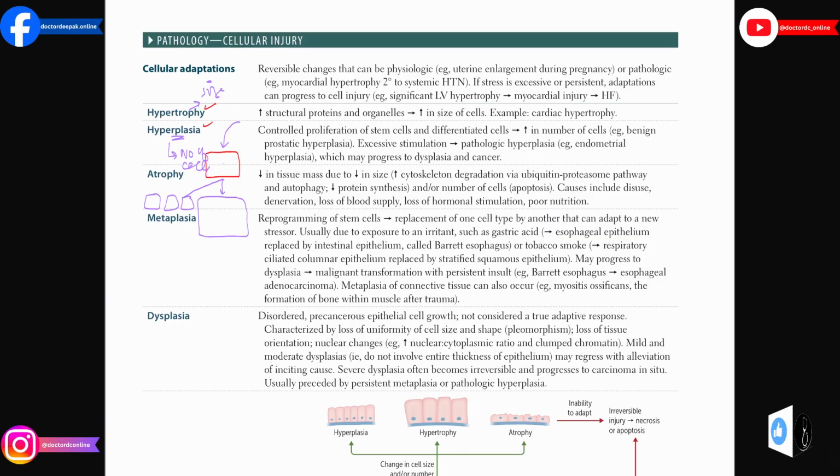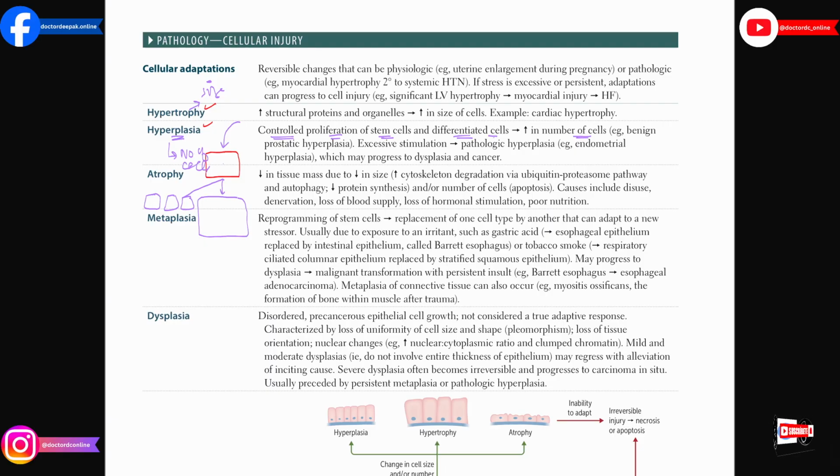So let's now read from the first one. They mention controlled proliferation of stem cell and differentiated cell. It will lead to increase in number of cells. So what is the meaning of controlled proliferation of stem cell? It means when you are going to increase the number of cells, the stem cells which are stimulated are under control. They will not proliferate excessively. So this is the meaning of controlled proliferation.